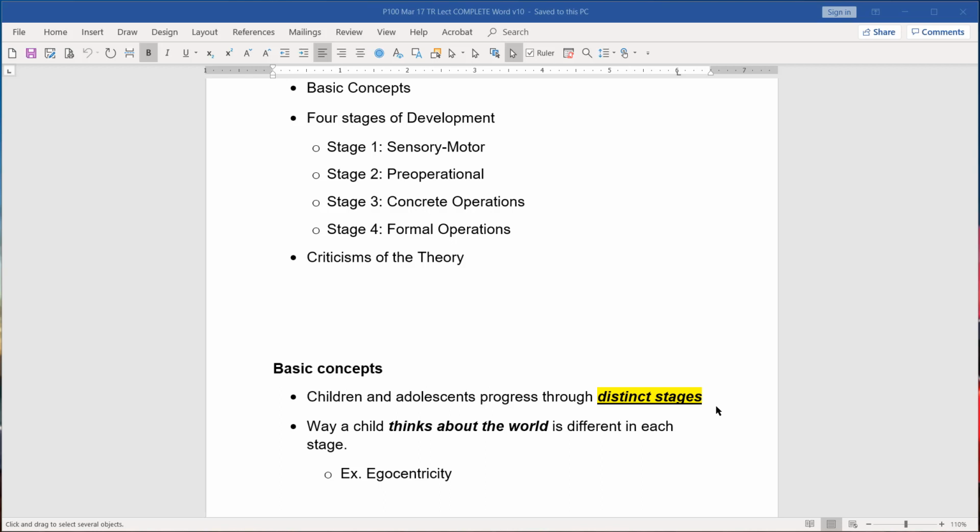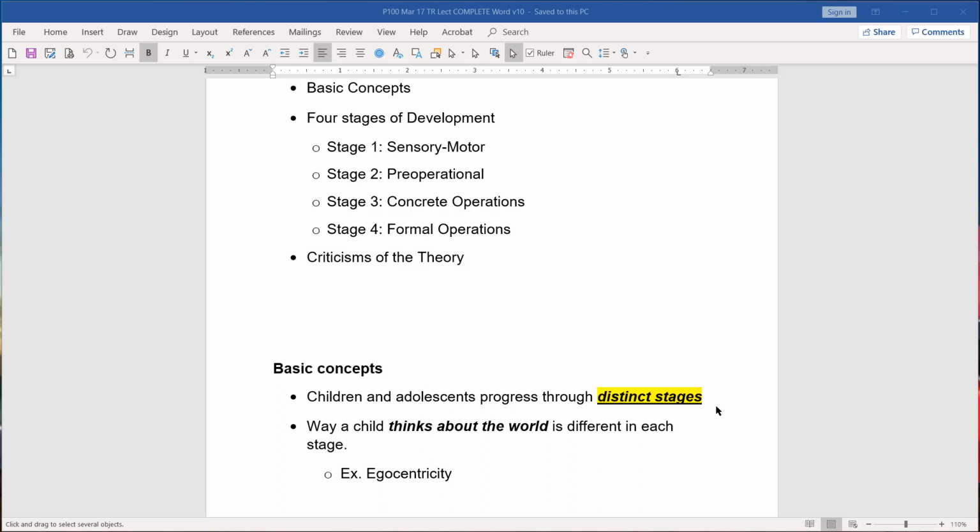Anytime you see something highlighted in yellow on my screen, that means there's a corresponding blank on the document in front of you, and you need to fill in that corresponding blank. Children and adolescents progress through distinct stages. Piaget suggests that we go through 4 separate stages of cognitive development, and the way that we think about the world is qualitatively different in each of these stages.